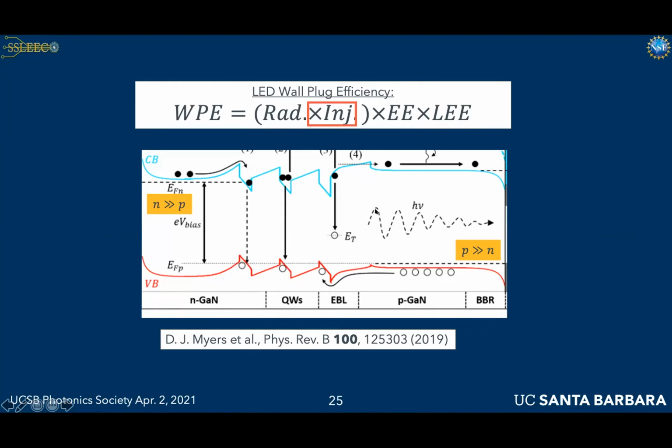This is a nice figure that Daniel Myers and Andrew Espenlaub put together. The takeaway is there's a lot going on here, right? Just because you have carriers in your active region, like I said, doesn't necessarily mean they're going to recombine to give you a photon. Importantly, they might just overshoot completely and go straight into the P-type material. And that's what we want to try to avoid.